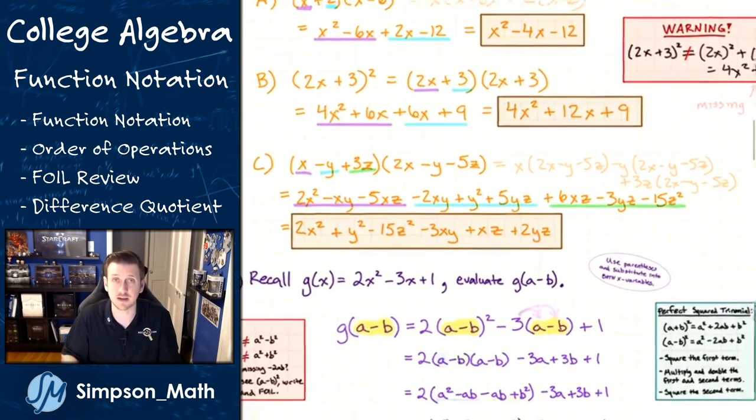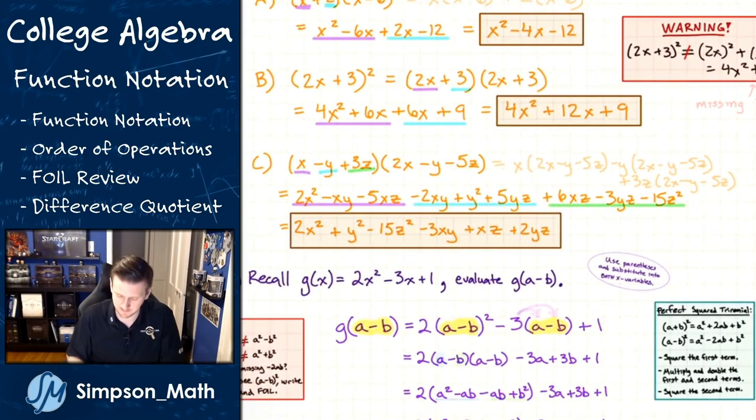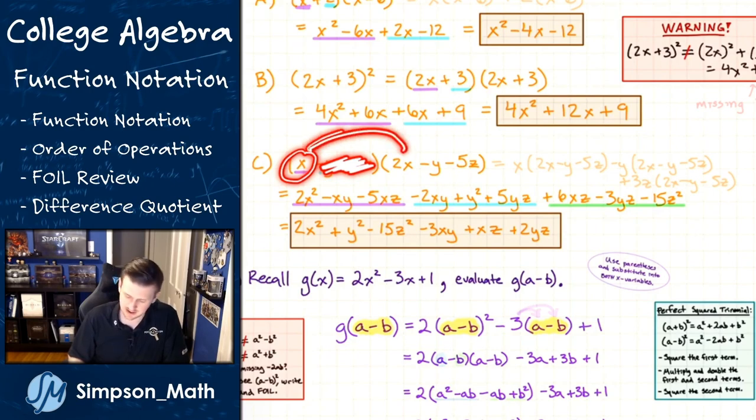All right, I'm not going to spend much time talking about C, just the idea that to foil this, I'm going to just look at this first term. The others are dead to me, don't care how many or what they are. And then I'm going to distribute this x into as many terms as there are in the other polynomial. So I'm going to multiply those three together, and we get this.